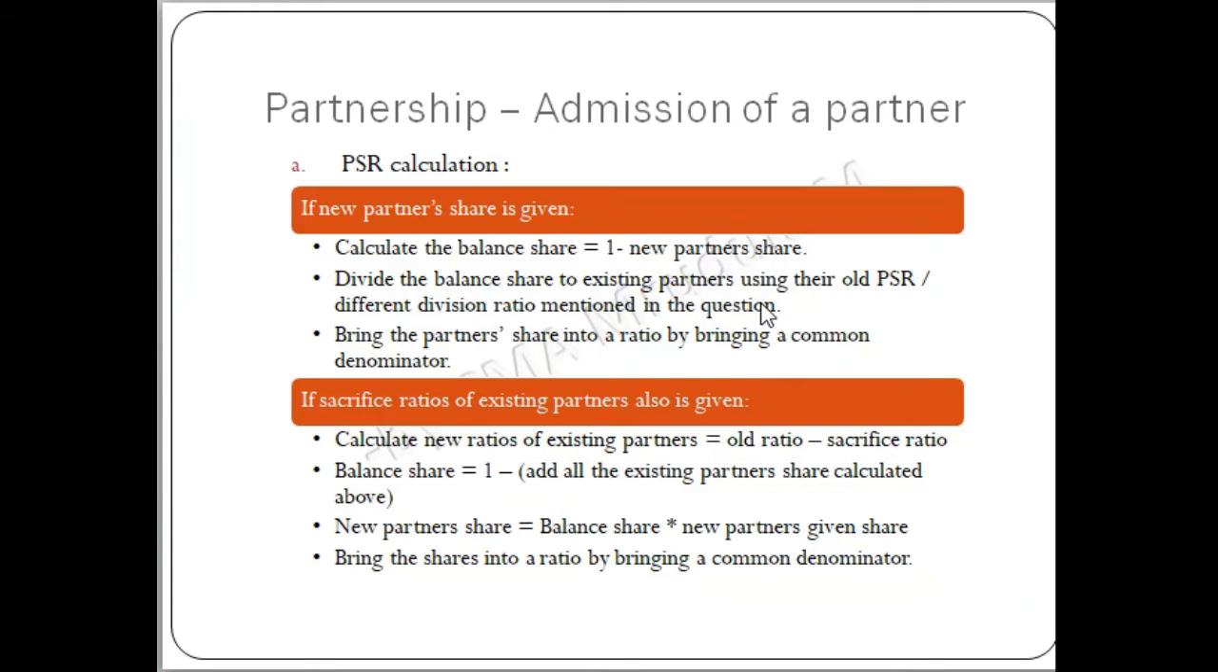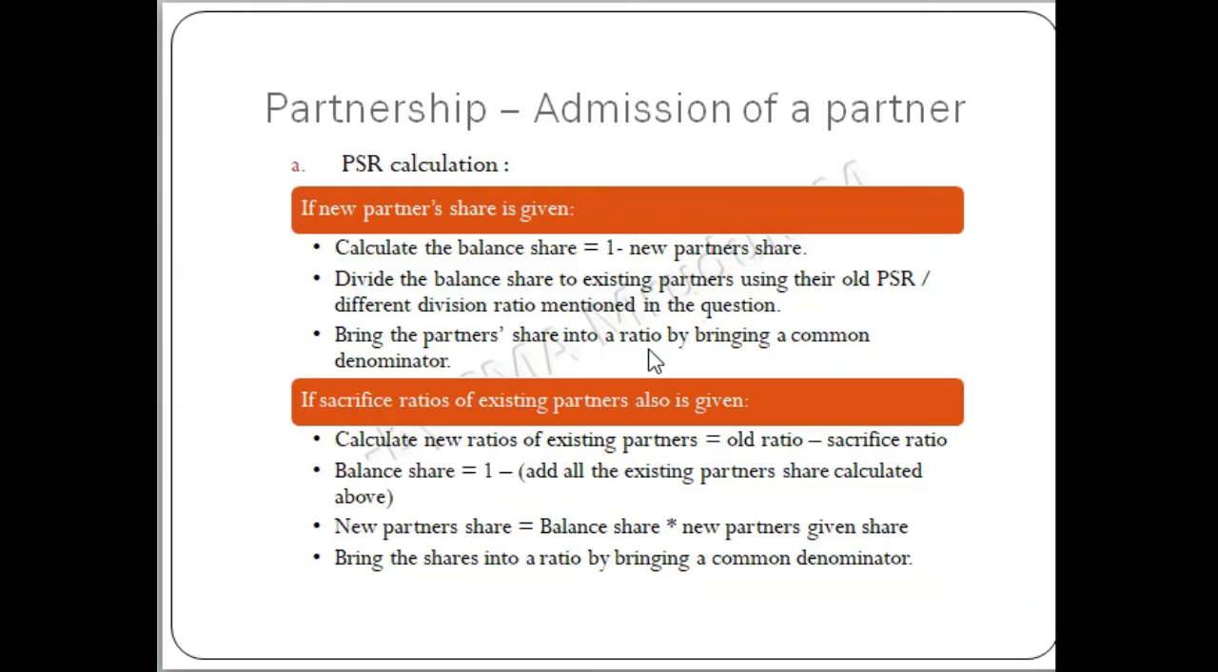The balance, being 2 by 5, is divided among the existing partners in their old PSR, which is 1 is to 2 is to 1. So on dividing 2 by 5 among the existing partners in that ratio, we arrive at their shares, which are 1 by 10, 1 by 5 and 1 by 10. Now, as you can see, all the shares have different denominators. So we cannot arrive at one ratio if the denominators are different. Okay, so we have 1 by 10, 1 by 5, 1 by 10 and 3 by 5.